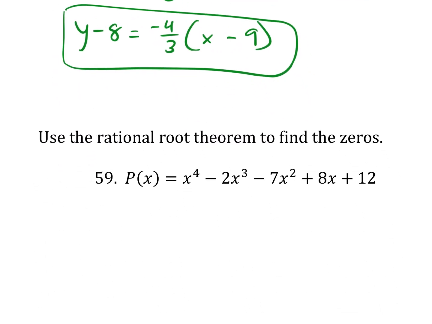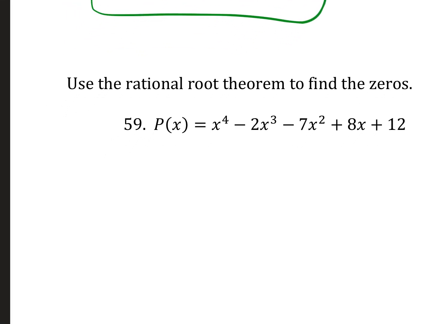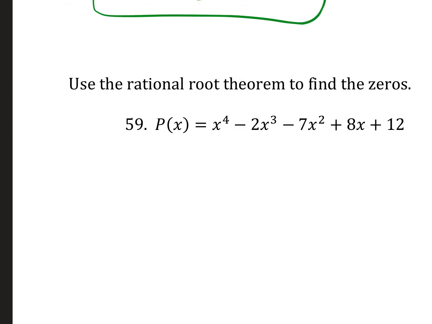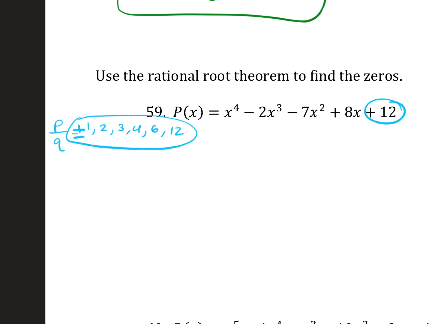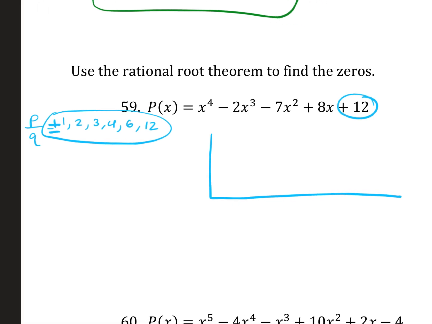All right, 59, we want to use the rational root theorem to find the zeros. So the rational root theorem is p over q. If you can't factor it, if you have too many terms to factor, you want to use p over q. So factors of the last over factors of the first. So what are factors of 12? 4, 3, 1, 2, 6, and 12. And it's the positives and negatives of these numbers. So what do you want to try first?